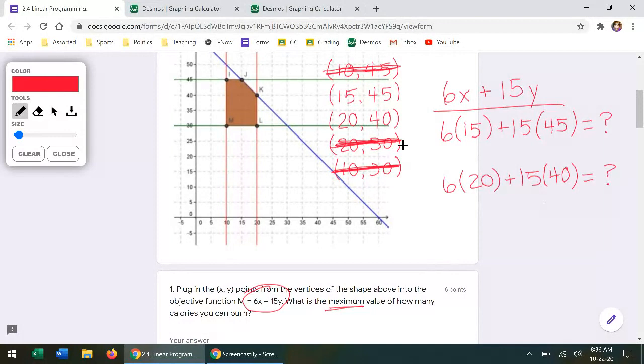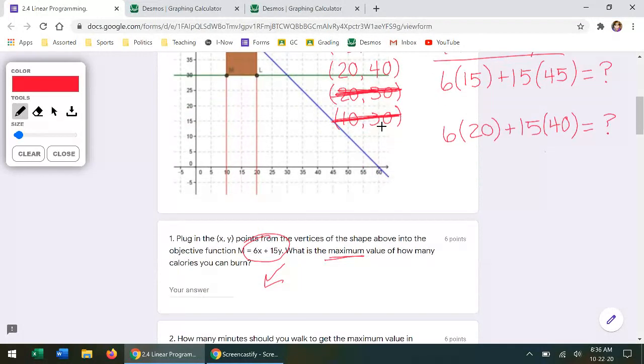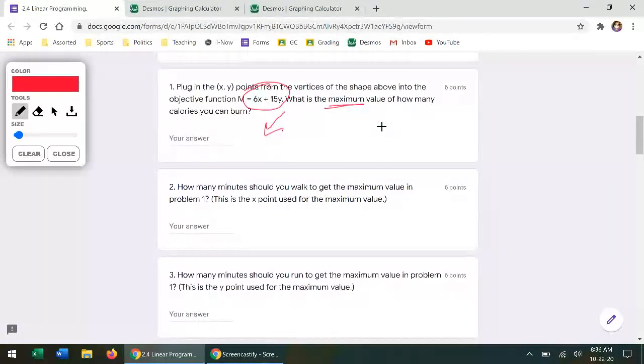Whichever one of those two is the higher number is your maximum value, and that goes down here for number 1. It'll just be one number. For numbers 2 and 3, it's asking for the x point, that would be how many minutes you should walk, and the y point, how many minutes you should run.